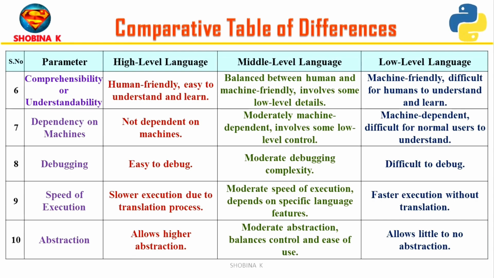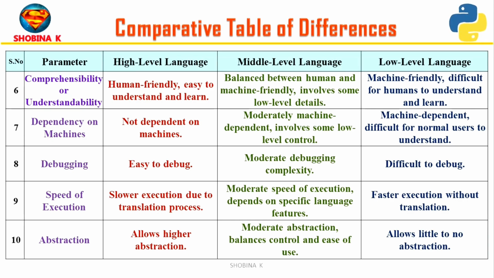Whereas machine language is optimized for machines and it is challenging for humans to grasp and learn. And then we have dependency on machines. The high-level language is independent of machine specifics, whereas assembly language is moderately reliant on machines, including some low-level control. And machine language is dependent on machines, which is challenging for non-technical users to comprehend.